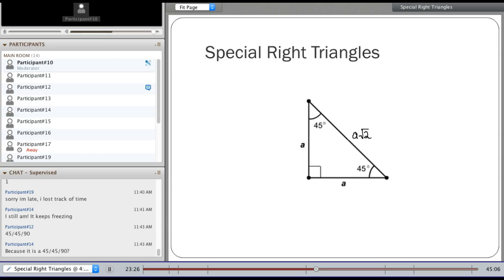Man, there is some lag, huh? But yes, I see 2 answers typed in there already, and that is correct because of the angles in there.